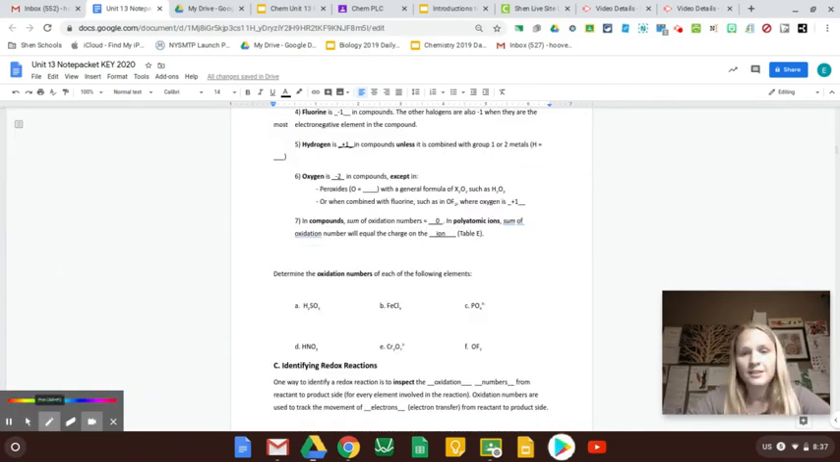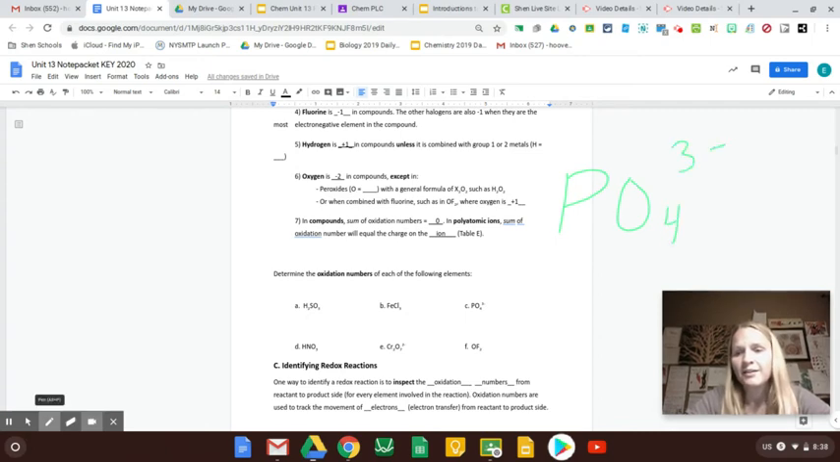Okay, and the last one is we're always trying to get things to add up to 0, but if something like this, like a polyatomic ion, already has a charge assigned, that is telling you that PO4, whatever's in there, adds up to -3. So in this case, it is not going to equal 0. It's going to equal what it says it's going to equal.